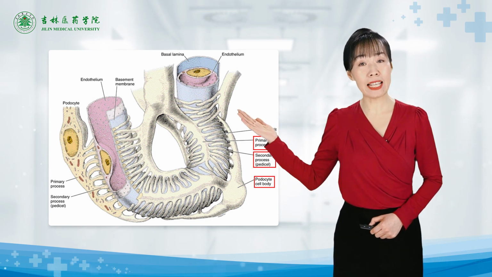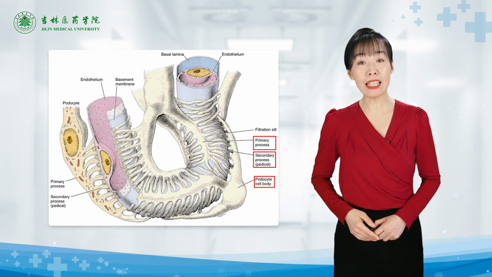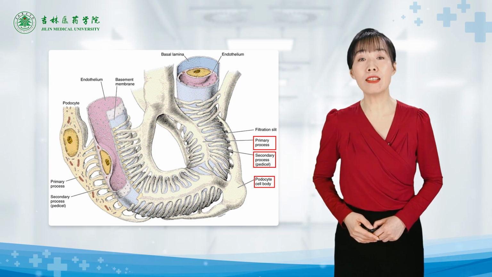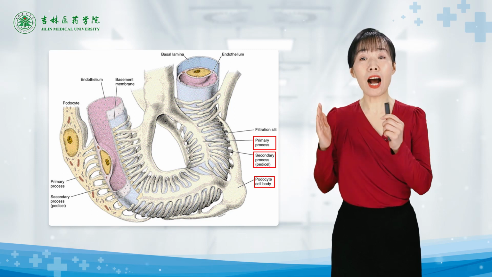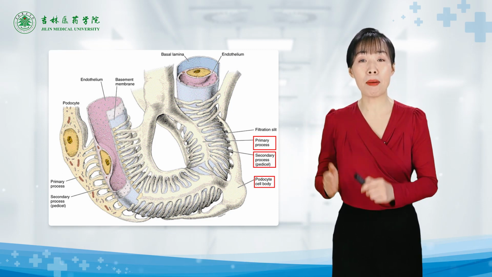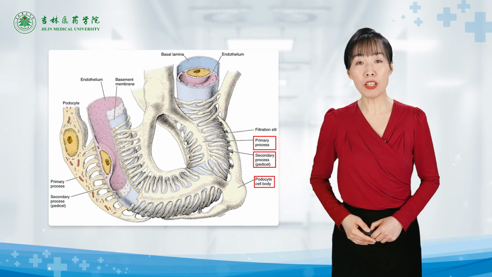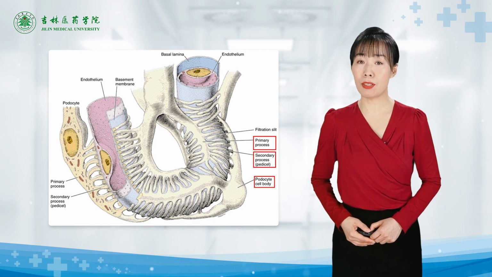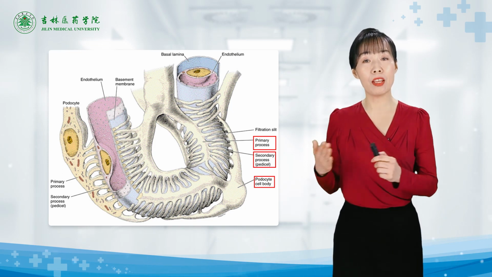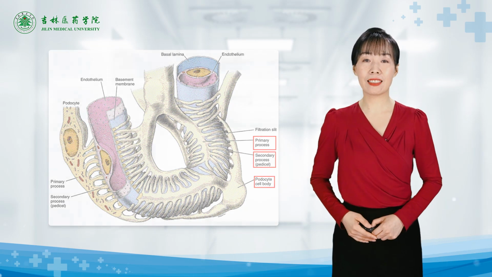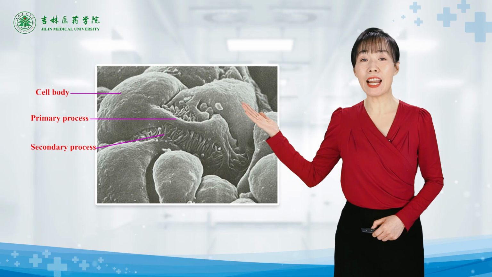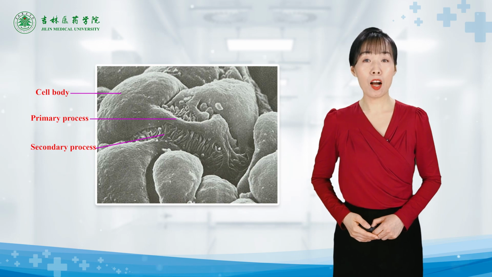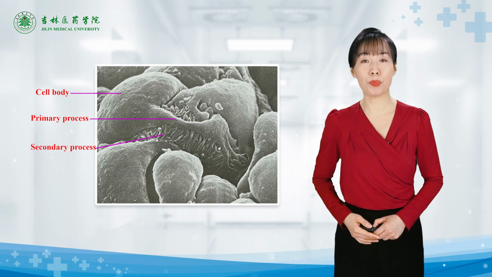The secondary processes interdigitate, defining elongated spaces about 25 nanometers wide, the filtration slits, which are covered by a diaphragm or slit membrane about 6 nanometers thick. Podocytes have bundles of actin microfilaments in their cytoplasm that give them a contractile capacity. This is the scanning electron micrograph of the podocyte. We can see the cell body, primary process, and secondary process.